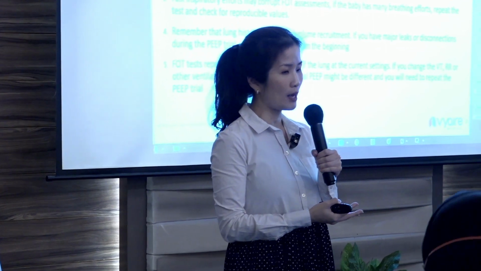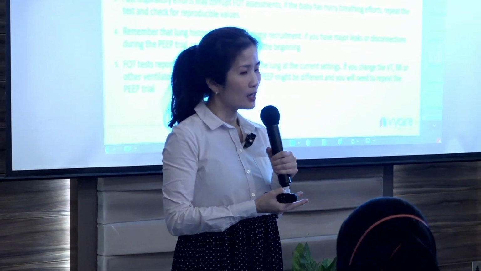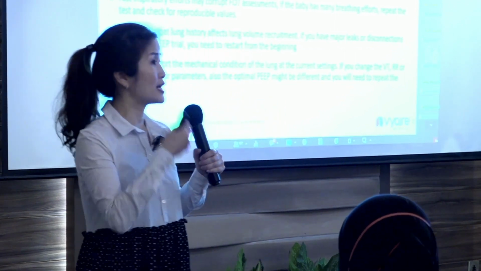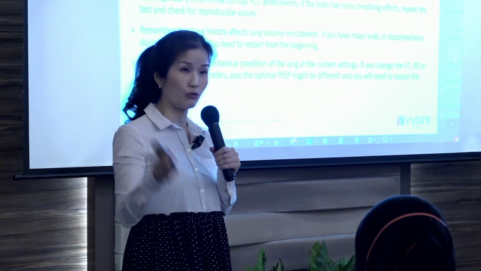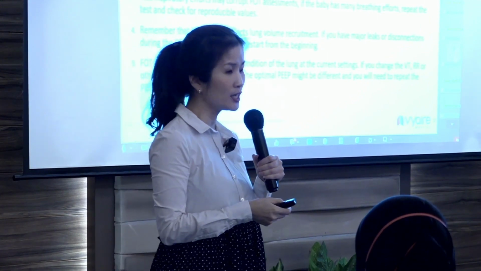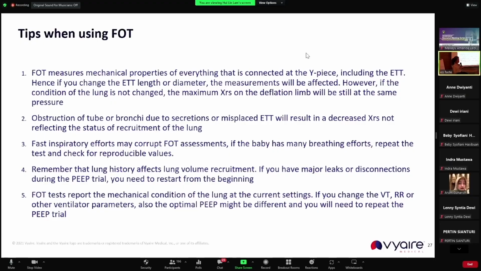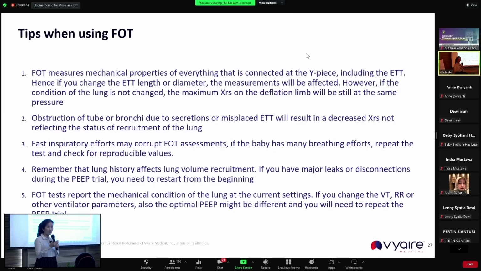And then also if there is obstruction of the tube, so there's a lot of secretions going on, so make sure that you suction the patient's lungs first before you do the recruitment, this FOT procedure. Okay, also one more thing, if the patient is having fast inspiration, it may corrupt your readings as well. So maybe you will need to repeat the FOT signal sent to the patient to make sure that the results are reproducible. Yeah. And also if there is a lot of leaks or disconnection that's happening throughout the FOT procedure, you might need to restart the whole procedure again.